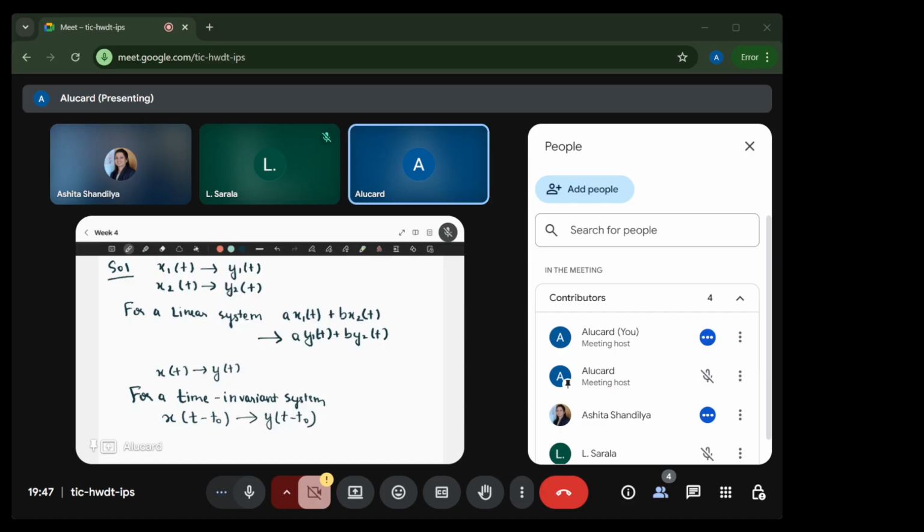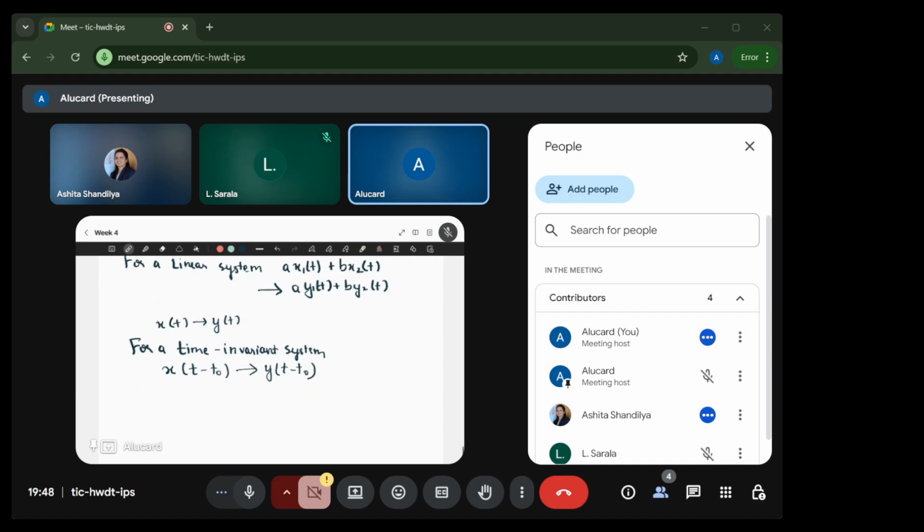Or if you perform the experiment a few hours later, you shouldn't get a different output. You should get the output which is the same, but it's delayed by the same amount of time as your input. That's a time invariant system. If a system is not time invariant, we say it is time varying or time variant.